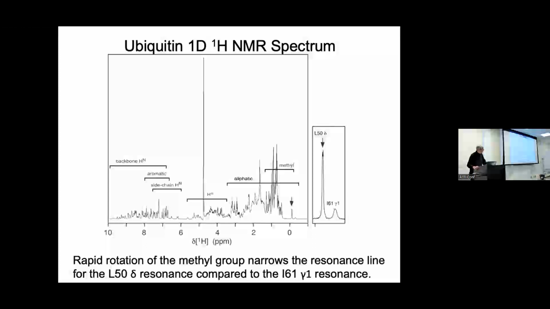One thing I did when I think the first lecture, we looked at this spectrum, and I pointed out that these 2 upfield shifted resonances, one was narrow and one was broad. And it occurred to me I should actually label them as to what they are. So the narrow resonance there is a methyl group, leucine 50, and the broad one is isoleucine 61, the gamma 1 hydrogens. So the isoleucine, that's a methylene group, and the leucine is a methyl group.